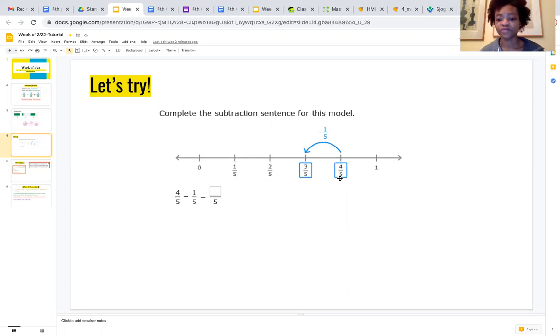We have 4/5 at the end here. This number line is broken up into fifths. We take 1/5 away from that 4/5 and we end up with this number here. So our subtraction sentence, or our equation here, reads 4/5 minus 1/5 gives us 3/5, which we also see here.